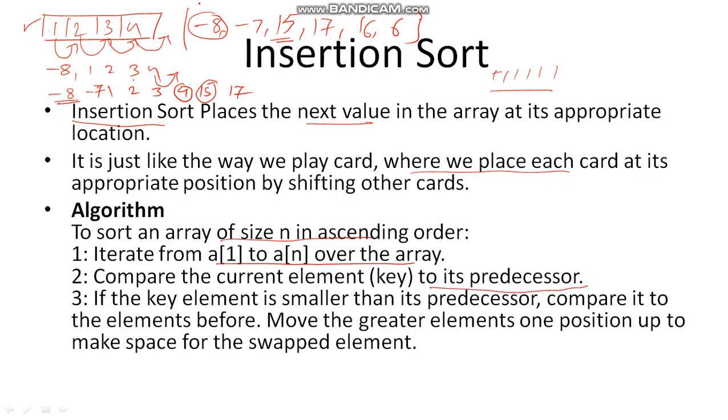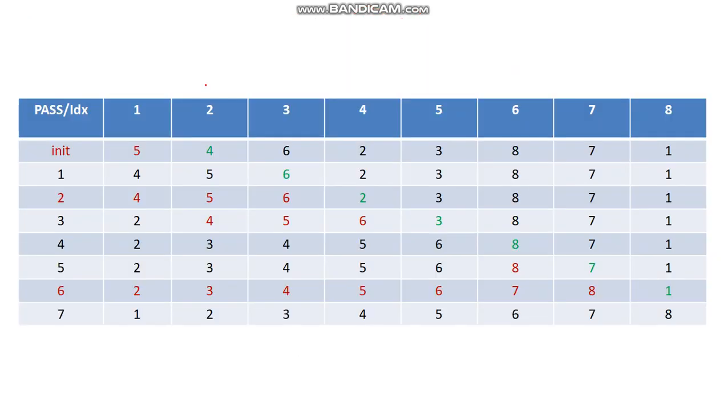Suppose this is the current array, so compare it with 16. 16 cannot be placed here. Identify how many elements need to be moved to the next appropriate location. So shift the elements and put the next incoming value at the appropriate position. This particular diagram shows how it works.